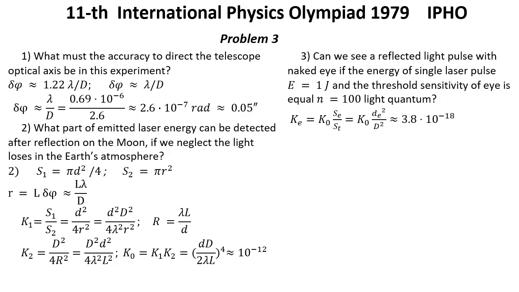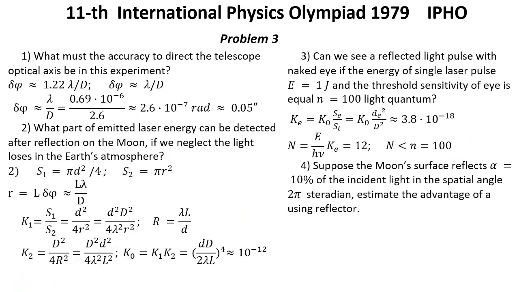So the number of photons big N getting into the pupil of the eye is equal to total energy E, which is 1 joule, over energy of 1 photon, multiplied by Ke, which is about 12. So the number of photons N getting into the pupil of the eye, since big N less than small n, one cannot perceive the reflected pulse with the naked eye.